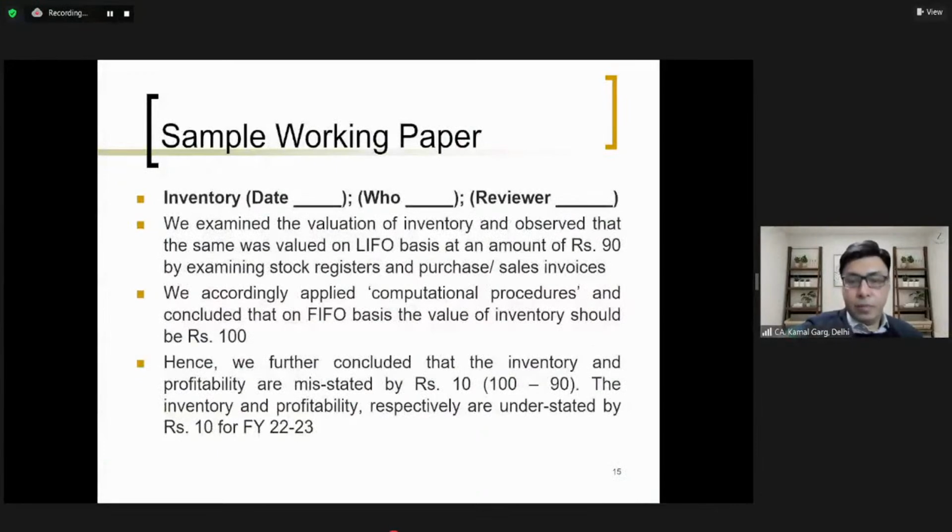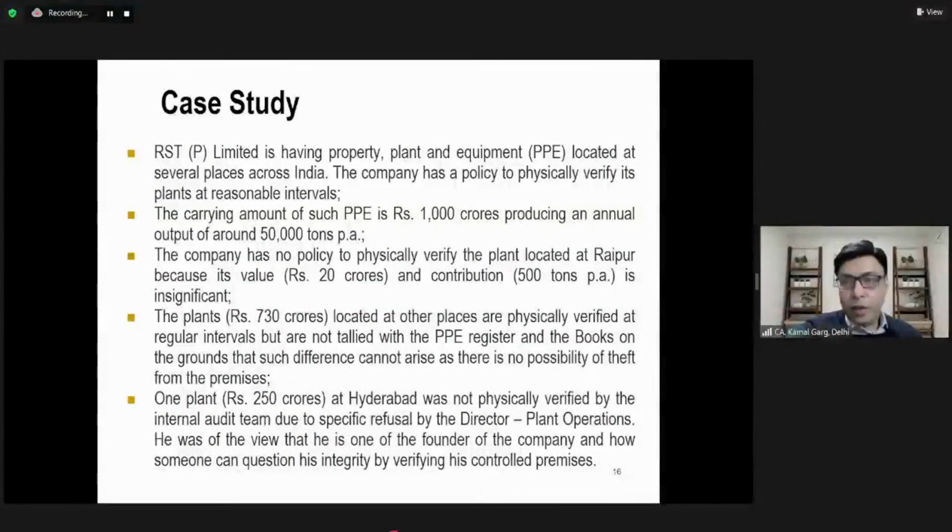Take this case study. This is a real world case study only. And tell me what kind of documentation aspect you will look into. RST Private Limited has property, plant and equipment located at several places across India. The company has a policy to physically verify its plants at reasonable intervals. The carrying amount of such PPE is rupees 1,000 crores, producing an annual output of 50,000 tons per annum. That's the basic information. Now, the company has no policy to physically verify the plant located at Raipur because its value is rupees 20 crores and contribution is only 500 tons per annum, which is considered insignificant.